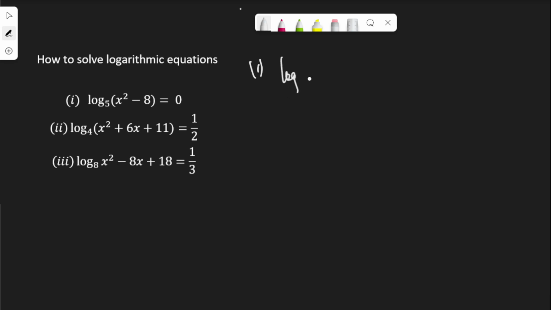Log of x squared minus 8 to the base 5 equals 0. From the statement of logarithm that says log p to the base a, if for example it is equal to x, it means a to the power of x is equal to p. So when you have a number in logarithm form, you can change it to index form. That is, the base in logarithm raised to this should be equal to the number itself.